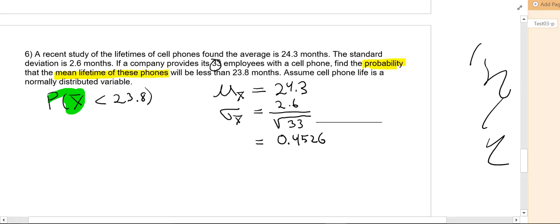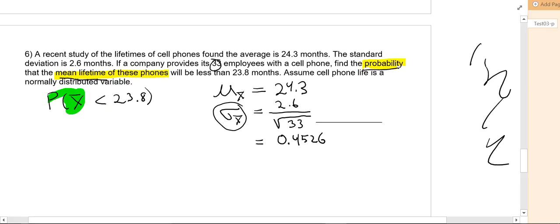So again, the key here is the probability associated with the mean. Your first thing is to get the mean. It's the mean of the population. But again, it's the standard deviation that's different. You're given the population standard deviation, and you have to divide by the square root of n.